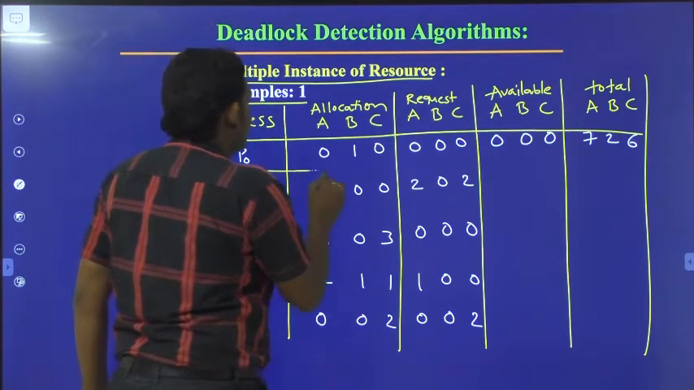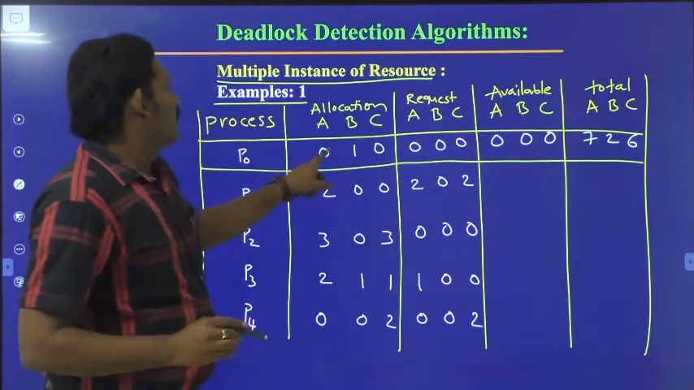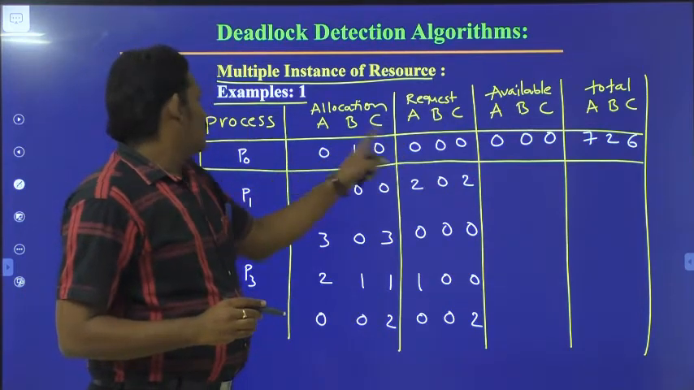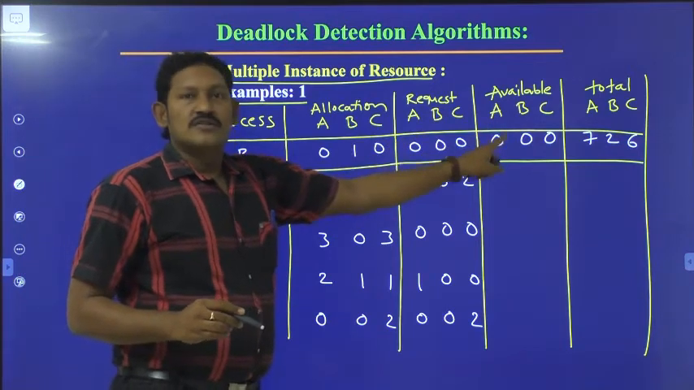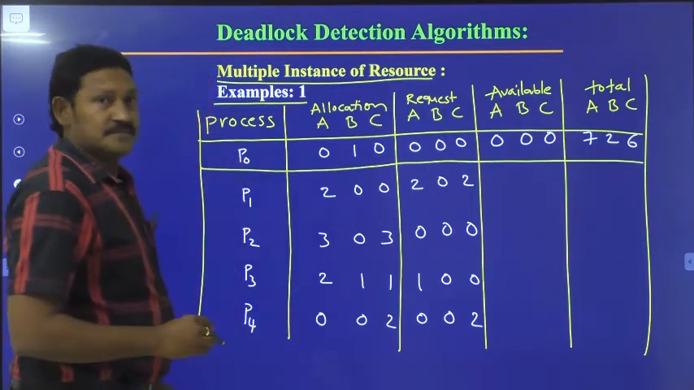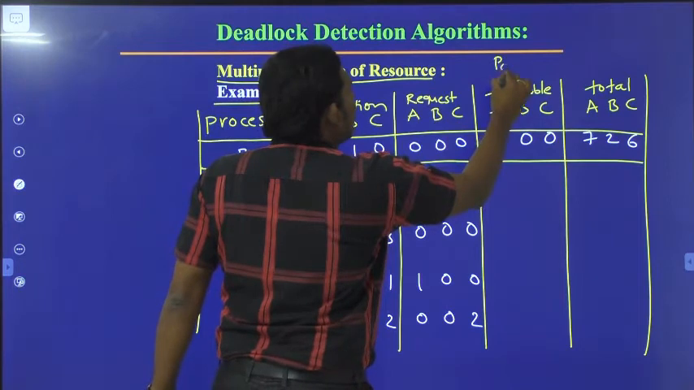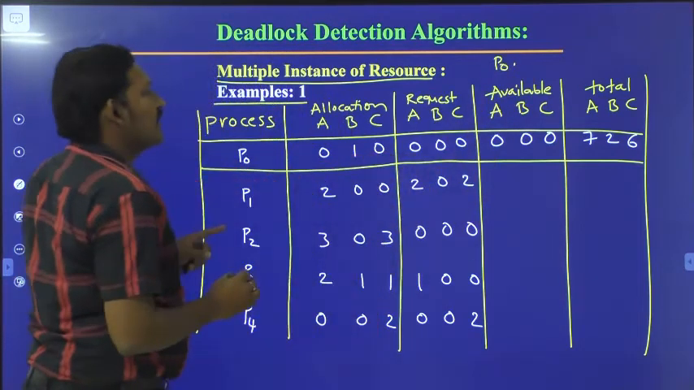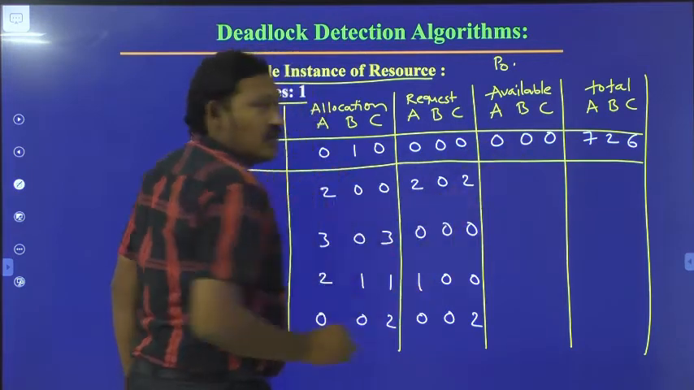We are discussing the first one. These three resources are allocated. P0 is requesting 0, 0, 0, and available is also 0, 0, 0. So we can execute process P0 first. Why? Because it requests 0 resources and the available resources are 0.